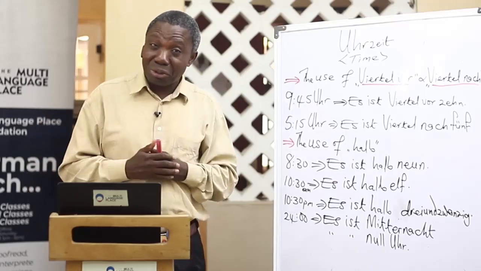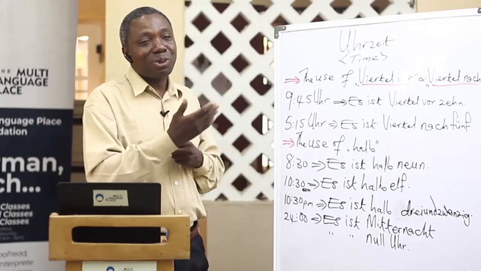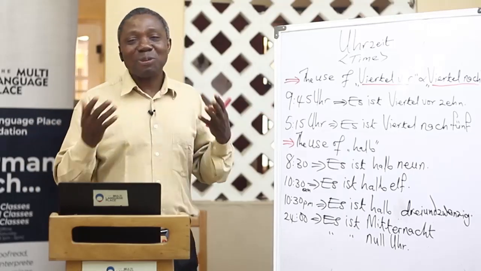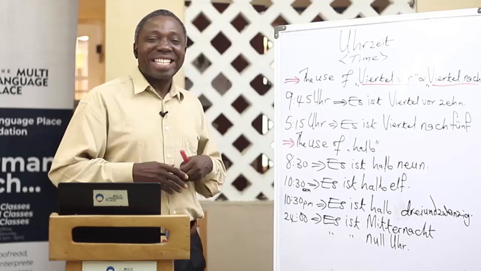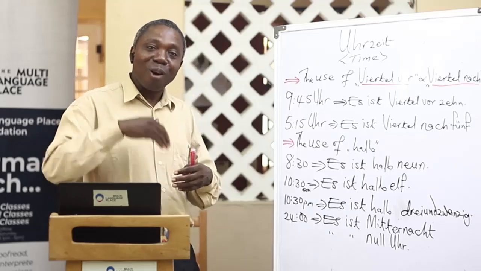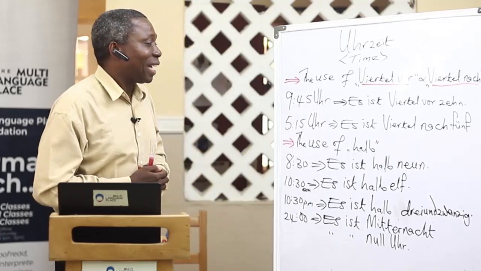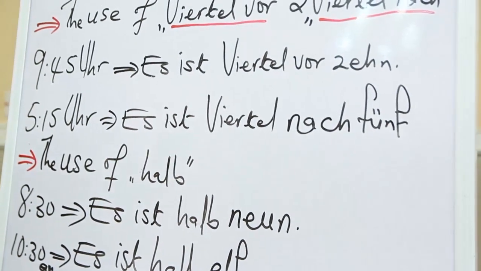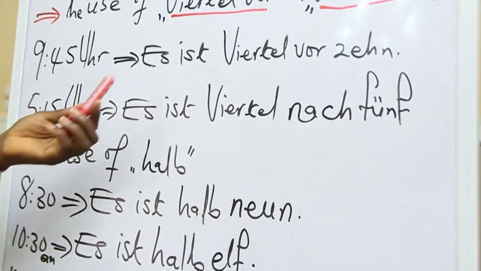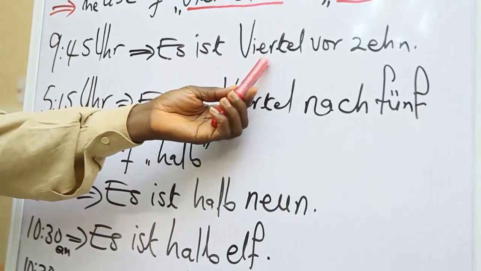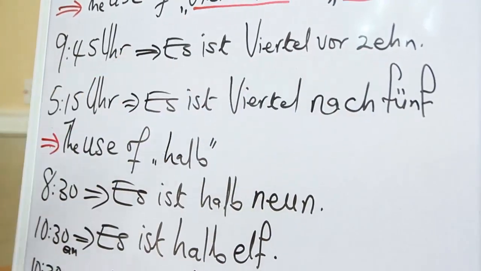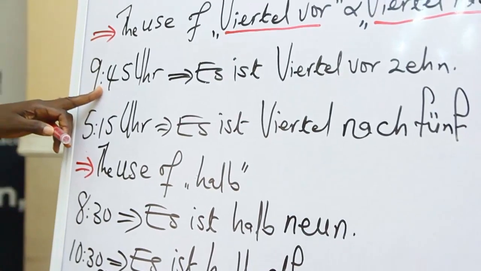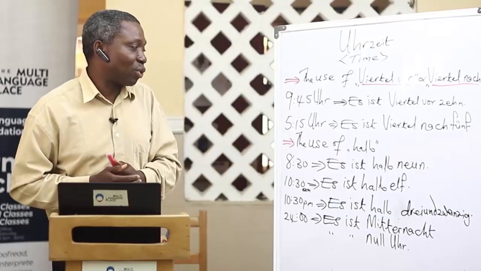Any way you choose is perfectly correct, but it's good to add some style at times, so that you don't just keep on saying es ist 9 Uhr 45. Sometimes you also say es ist Viertel vor, and then you mention the hour. So, remember the question, wie spät ist es? And the answer is, es ist Viertel vor 10. Okay, we'll go to the next one.